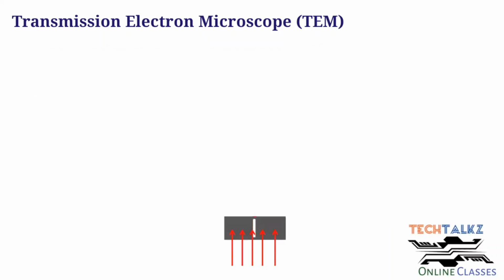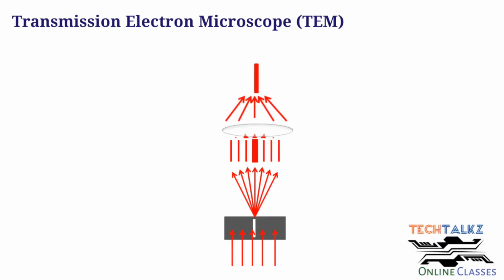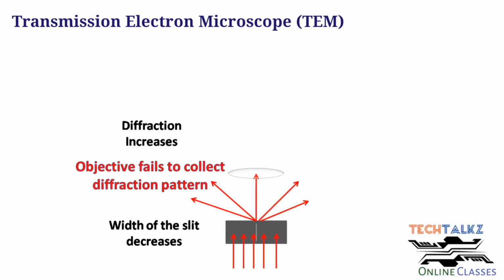Take an example. If you pass light through a slit, it gets diffracted, and we can collect this diffracted light and produce the image of the slit on the screen. If the slit is very narrow, then the diffraction also becomes wider. So in that case, we cannot collect all the diffracted light, and the image will become blurred. As the size of the object decreases, the image will become more blurred.